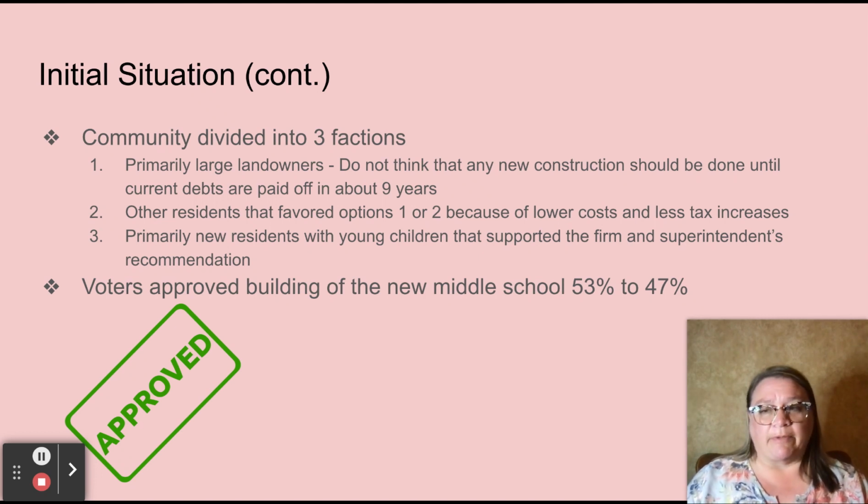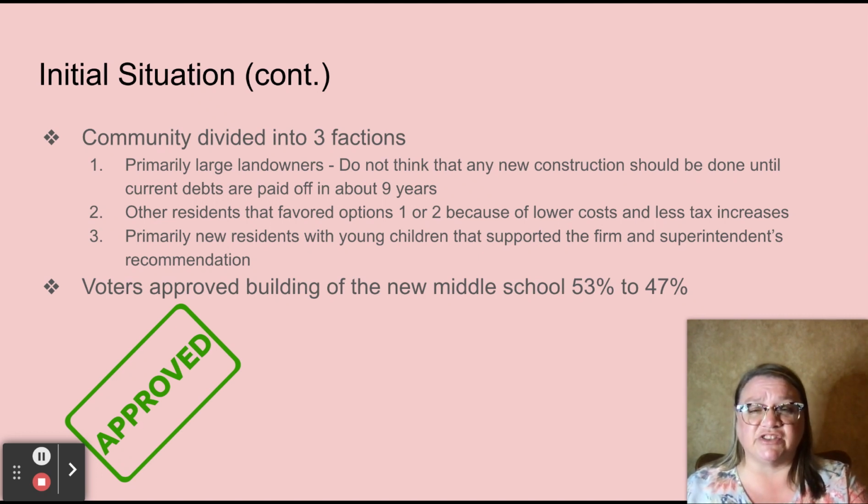So, when put to a public vote, the voters approved the building of the new middle school by a margin of 53% to 47%. So, it's a pretty narrow margin. So, there's still some division in the community.